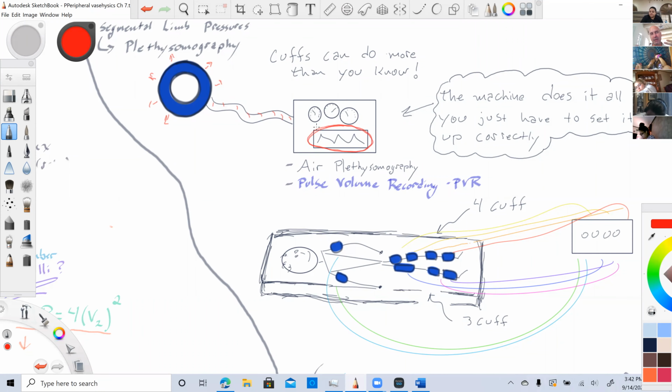So that little tiny bit of increased size actually can be seen by the machine. It's not as accurate as our Doppler, but it's pretty good.